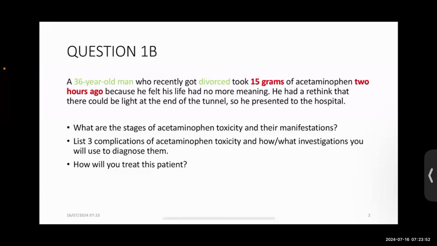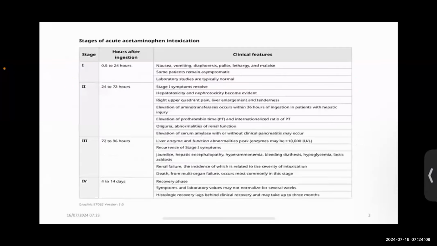The questions were thus: what are the stages of acetaminophen toxicity and their manifestations? Then list 3 complications of acetaminophen toxicity and what investigations you use to diagnose them, and how would you treat this particular patient? So the answers, I actually put this in a tabular form so that we'll be able to note it. For emphasis, the stages of acetaminophen toxicity are called stages 1, 2, 3, and 4.